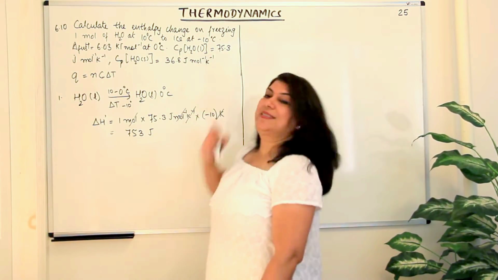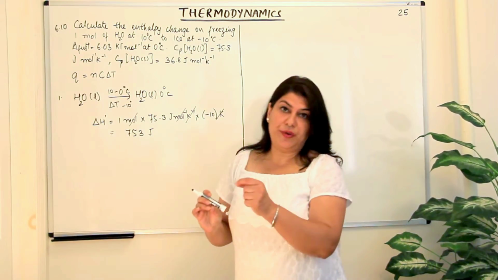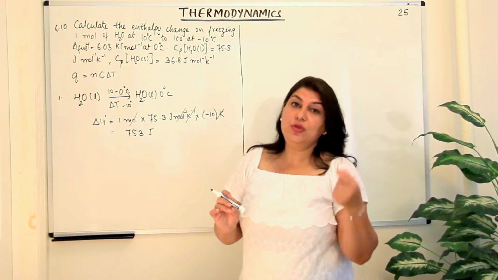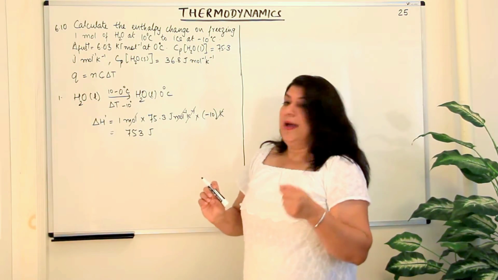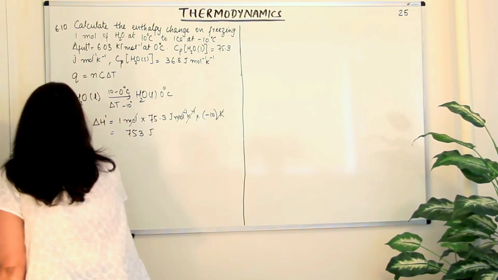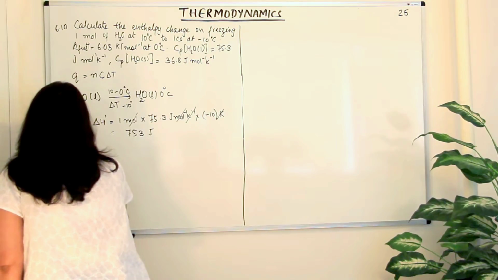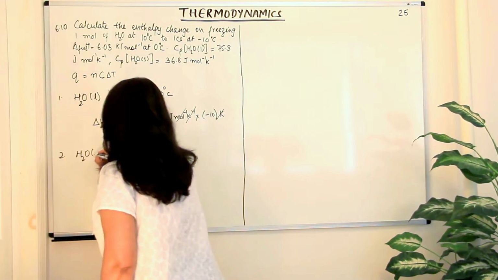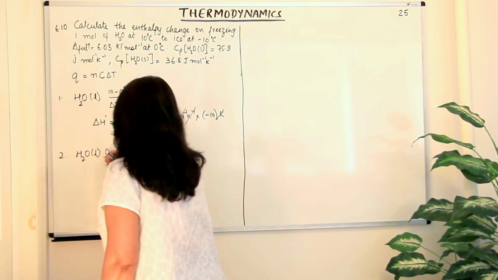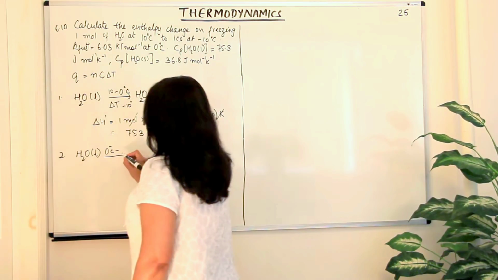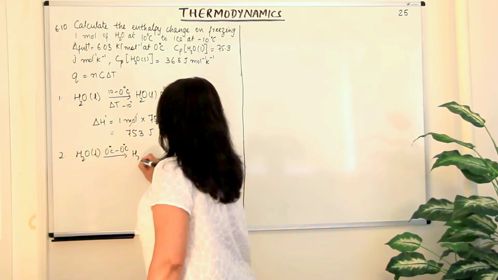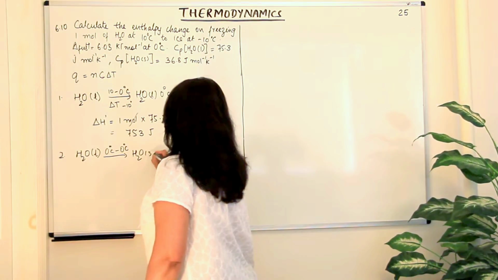Now, this was the first step. What happened in this? We had water in the liquid state at 10 degrees Celsius, and we reduced the temperature of water to 0 degrees Celsius. Now we come to the second step. In the second step, what happens? You now have water, liquid at 0 degrees Celsius. It remains at 0 degrees Celsius, and it turns into water in the solid state.